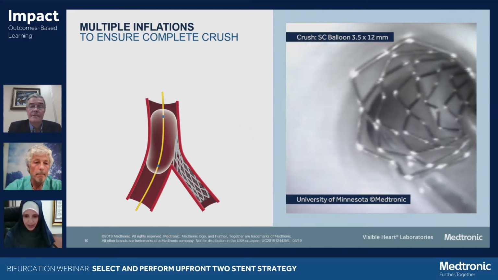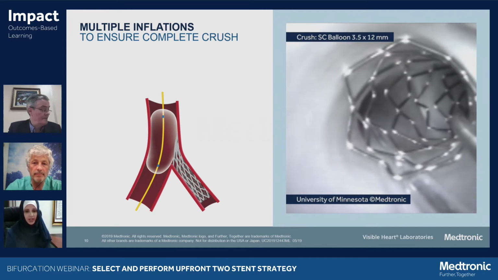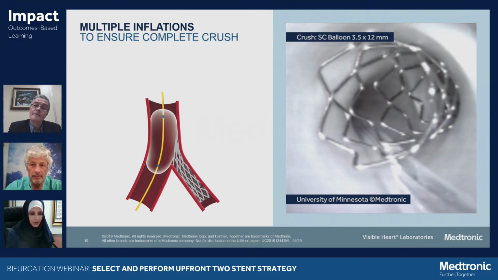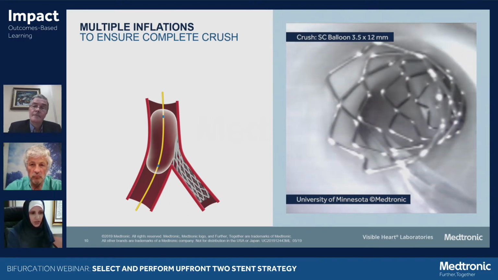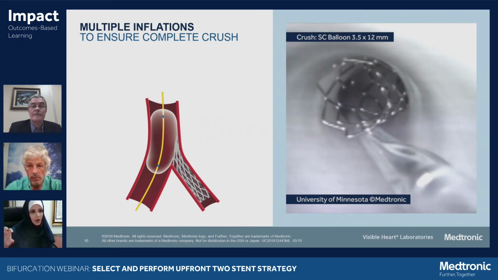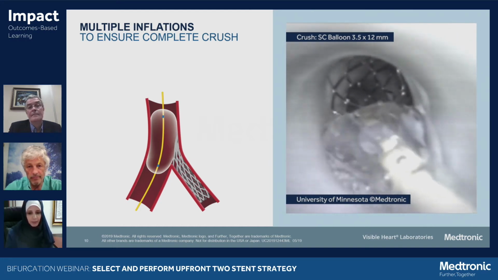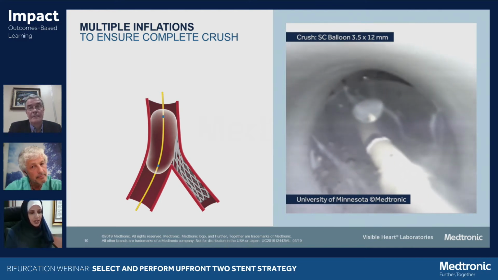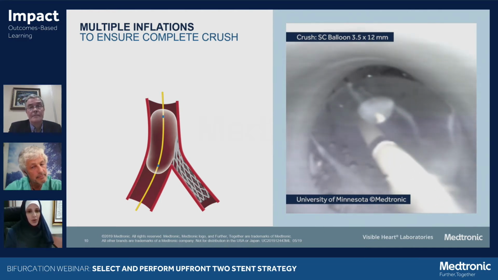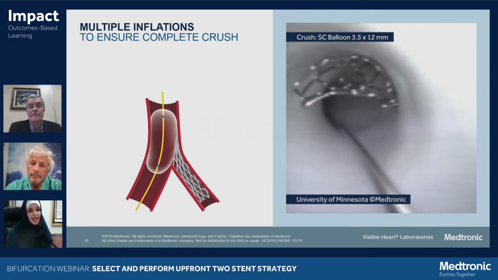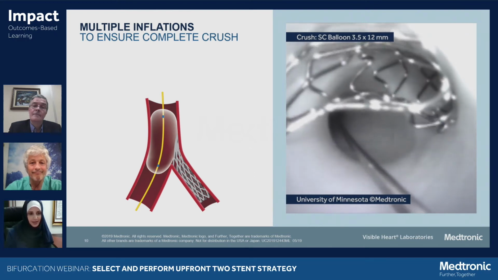And you can see over here inflations. So if you're not appropriately sized, it becomes very difficult. So they're doing their first crush. And after they dilated, you can see how crushed it is. But then they're going to come back and crush one more time because they realized that the stent was not adequately crushed. And so it is important to have an appropriately sized balloon to do the crush, because it actually facilitates recrossing the second time around.